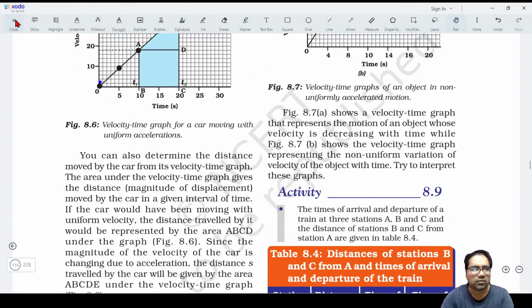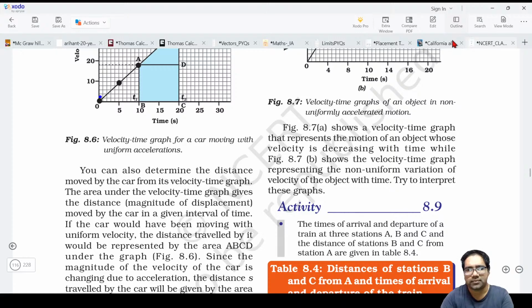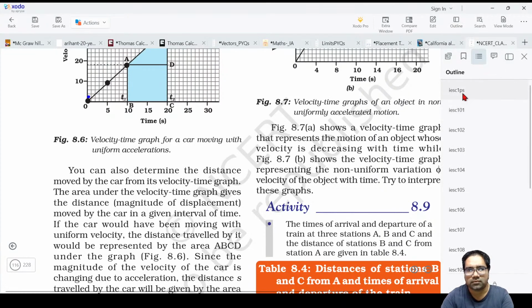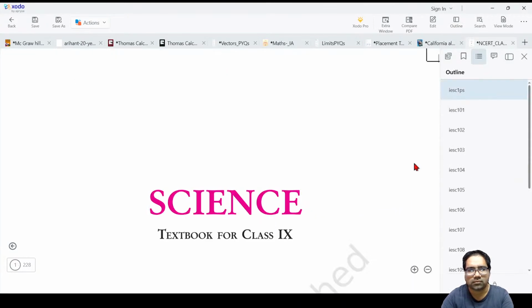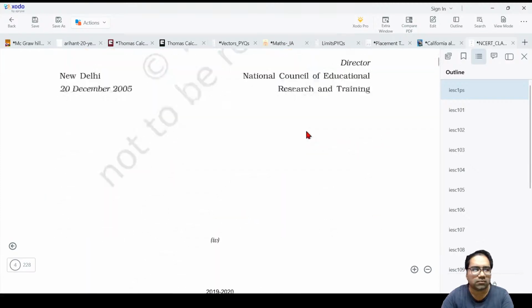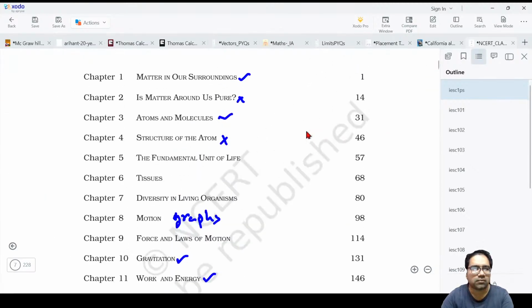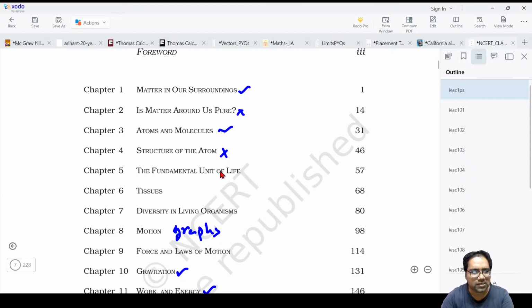Okay. So, this is about graphs. So, graphs we have finished. Okay. Now we'll go to this chapter 2. You will tell me what is this chapter 2 about. Okay?